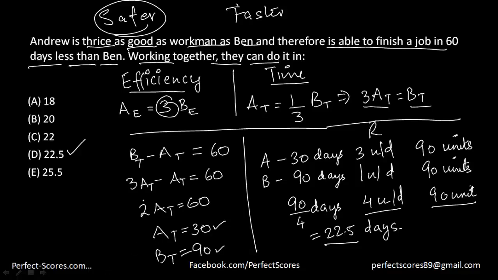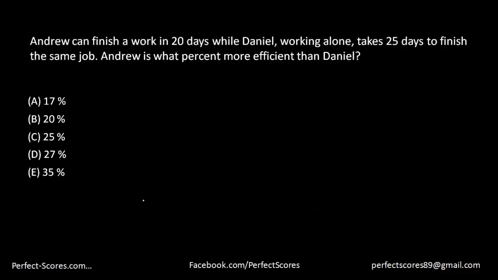So let's move forward. All right, so let's see this question. So this question says that Andrew can finish a work in 20 days, while Daniel, working alone, finishes the same job in 25 days, right? So the question is asking Andrew is what % more efficient than Daniel. So this over here is your time.